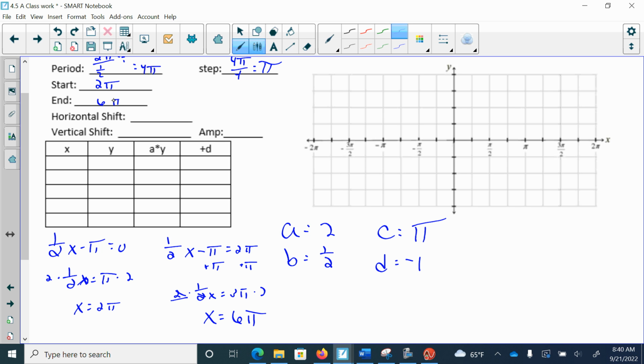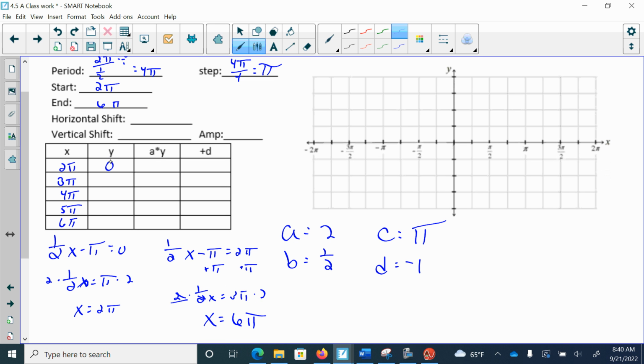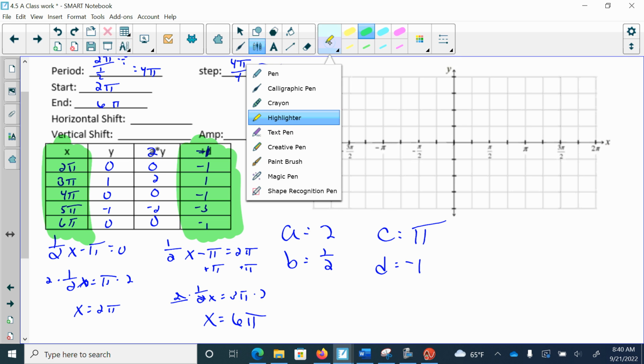So if I start at 2 pi, and I go up by pi, there's 2 pi, 3 pi, 4 pi, 5 pi, 6 pi. I'm going to go up and see that I'm a sine curve, so my pattern will be 0, 1, 0, negative 1, 0. Multiplied by my a now, which is 2, so this is 0, 2, 0, negative 2, 0. Add my d, which is negative 1, so negative 1, 1, negative 1, negative 3, negative 1. Remember, when I go to the graph, I'm just graphing the first column and the last column. Everything else is a work in progress.